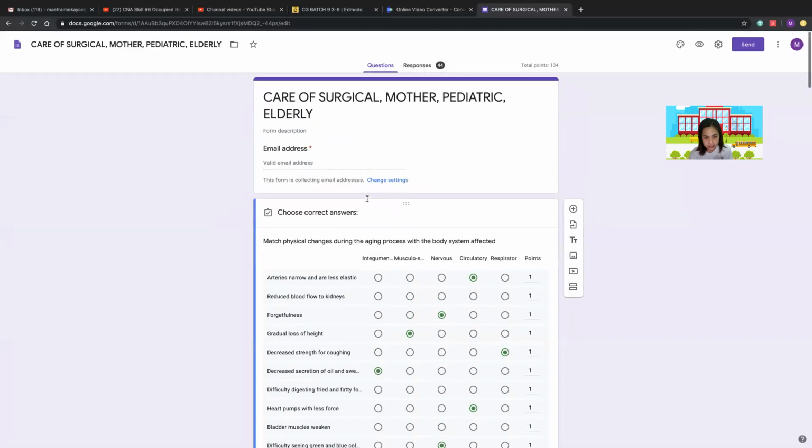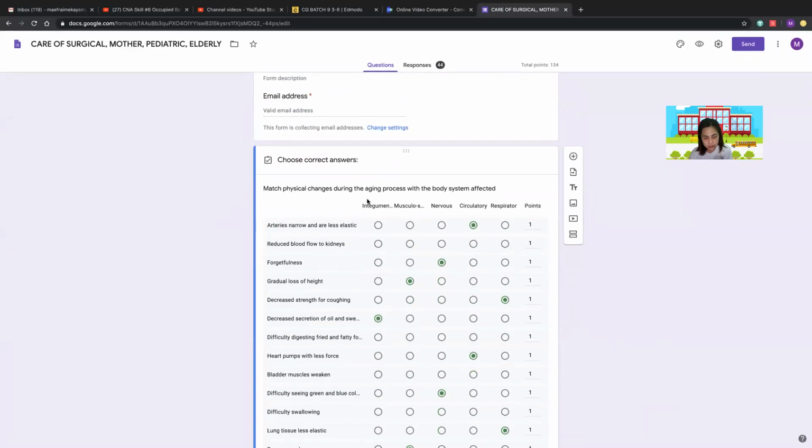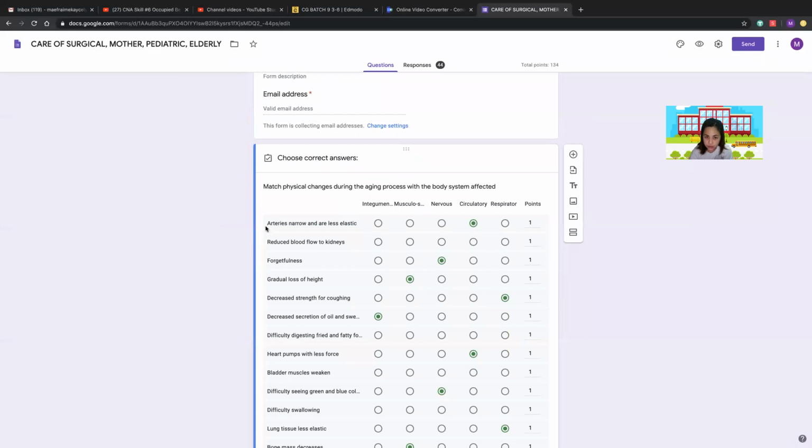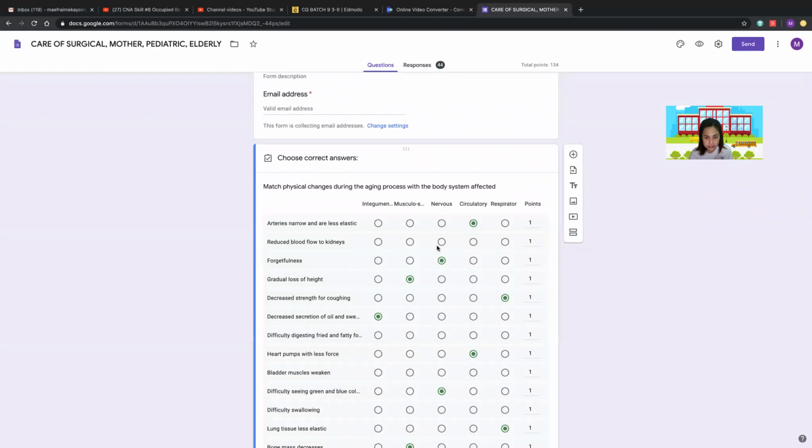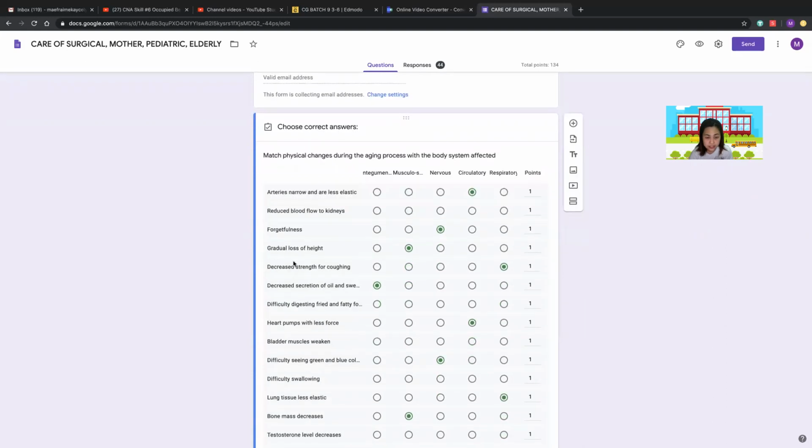So match physical changes during the aging process with the body systems affected. These are the changes encountered by elderly patients. Arteries narrow and less elastic, of course, circulatory. Reduced blood flow to the kidneys, of course, urinary. Forgetfulness is nervous system because it's about the brain. Gradual loss of height, it will be musculoskeletal because the vertebral column is decreasing. That's why there will be loss of height. Decreased strength of coughing, it's respiratory.